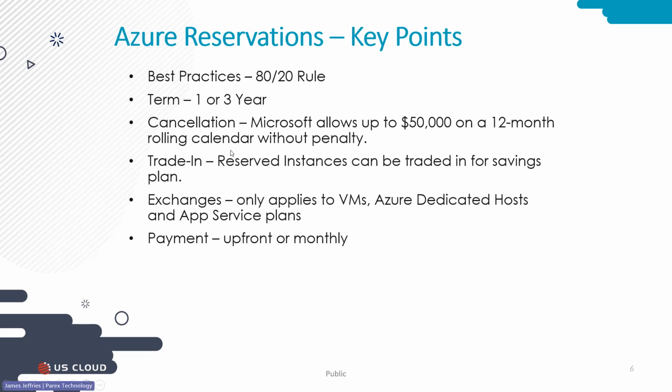Another thing with reservations that you can do that you can't do for savings plan is that reserved instances can be traded in for savings plan. Where this becomes important is, let's say you switch from VMs to more dynamic workloads like VM scale sets or Kubernetes, Databricks, or you just start scaling your resources, meaning you've got this virtual machine that you have an RI attached to.